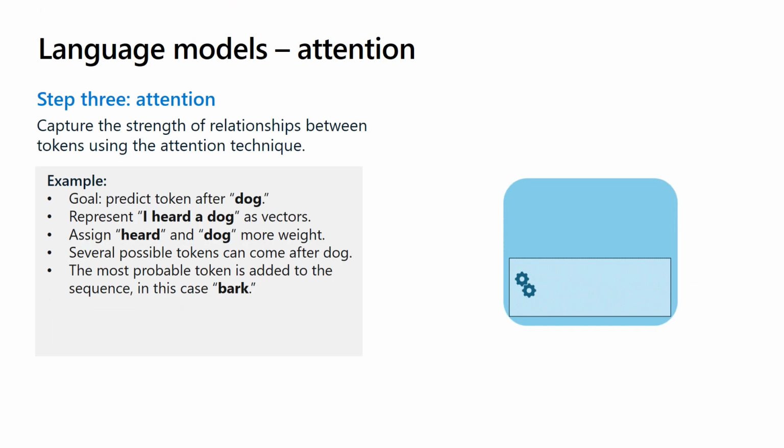Step 3 is attention. Attention layers in the model capture the strength of relationships between tokens and predict the most probable next token in a sequence. For example, after "I heard a dog," the model may weight "heard" and "dog" heavily to predict "bark" as the next word.